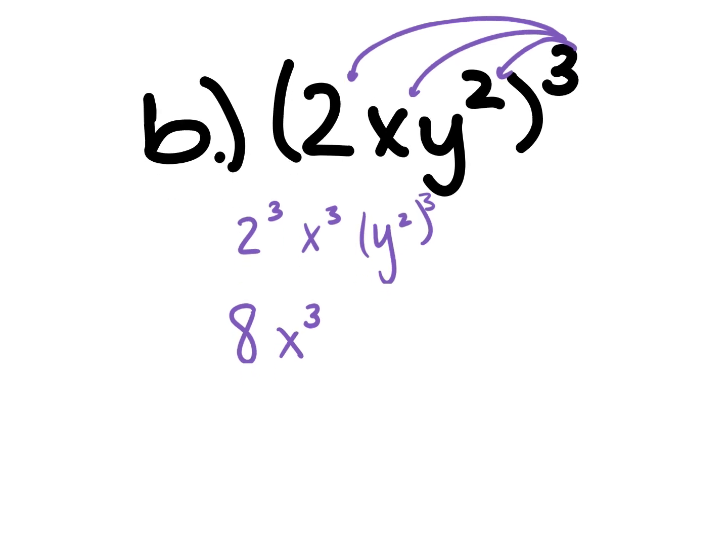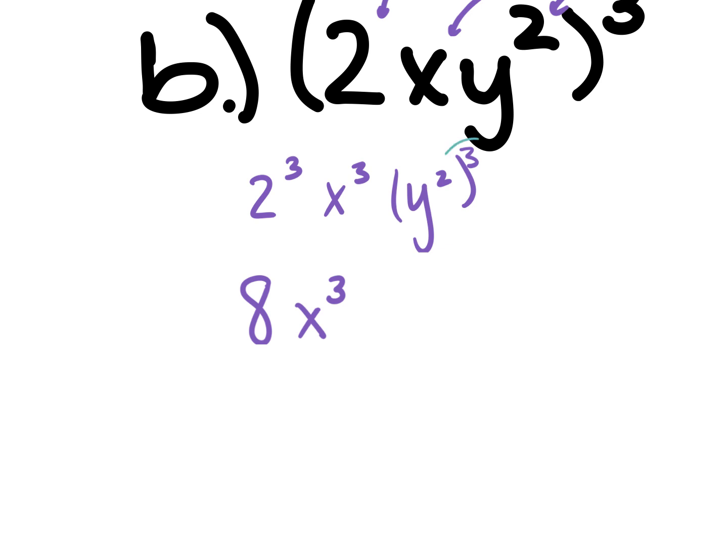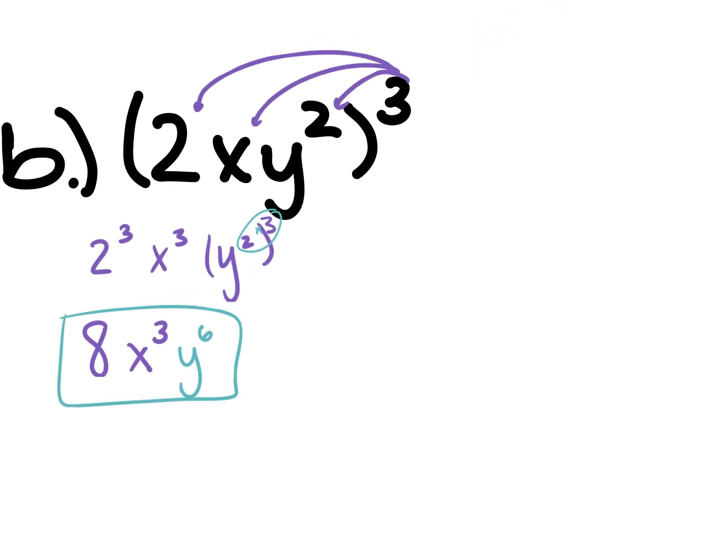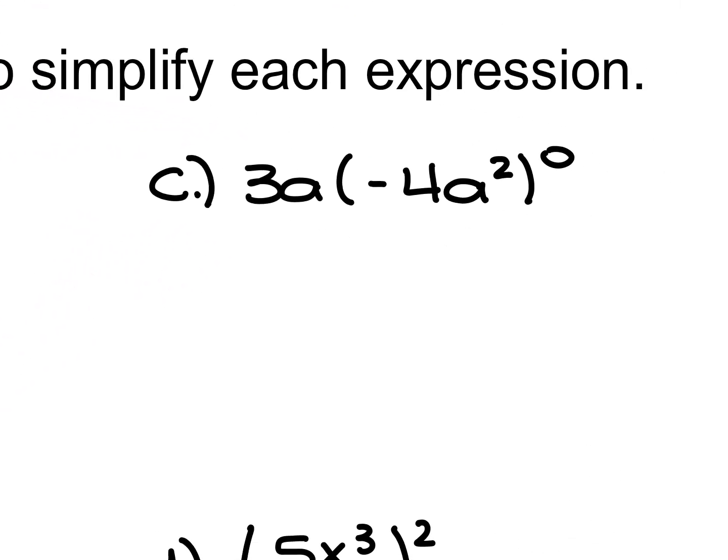What do we do when we have a power raised to a power? Multiply. We multiply these two. So this would be y to what power? The sixth power. Any questions here? Let's look at C.